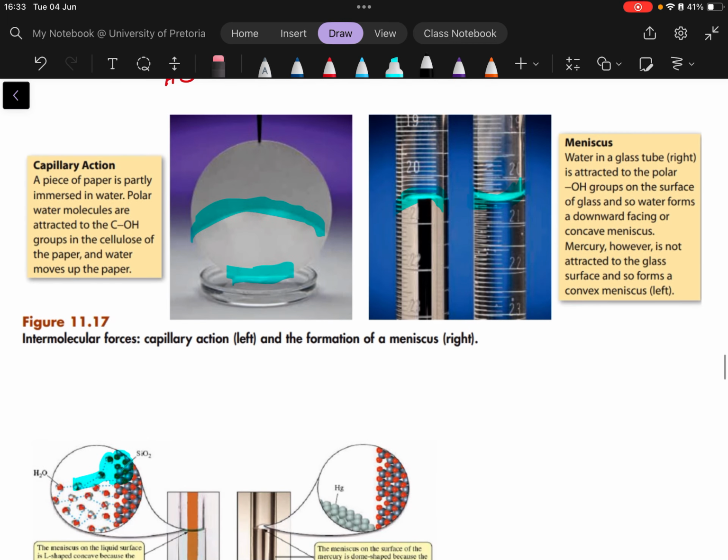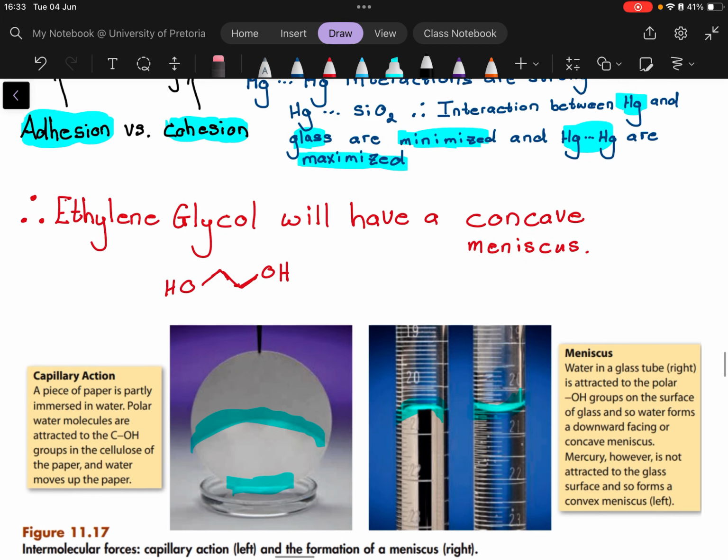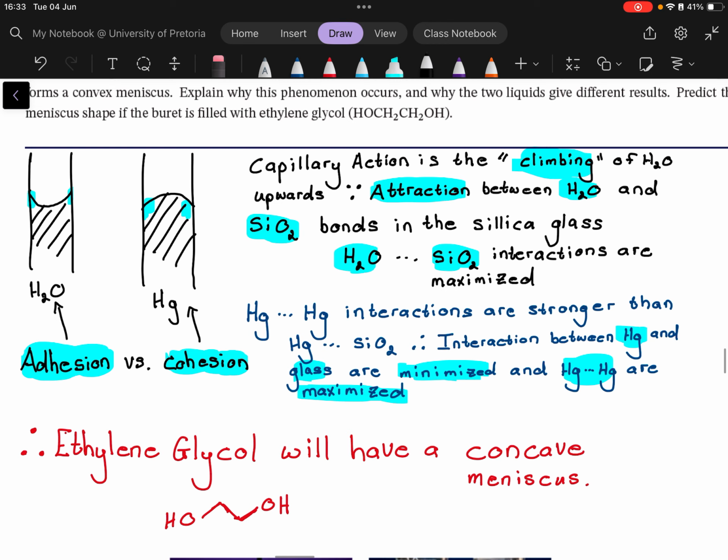And of course, some are flat. Some have no meniscus. So that's essentially why. Okay.